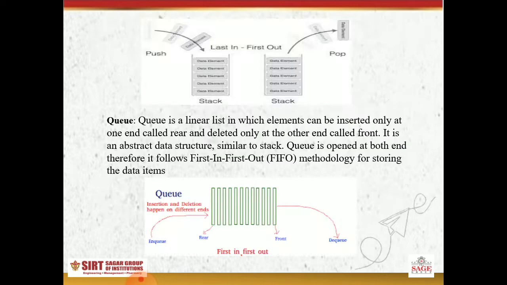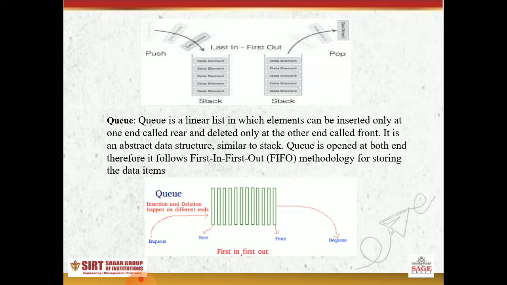Okay, now this is the example of stack. In the stack there are two operations working: push and pop. Push is for inserting the element in the stack, and pop is for deleting the element from the stack.